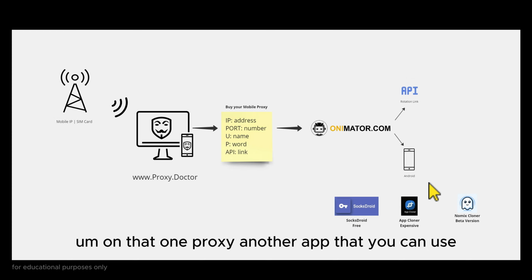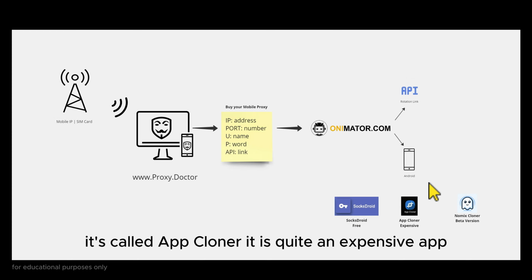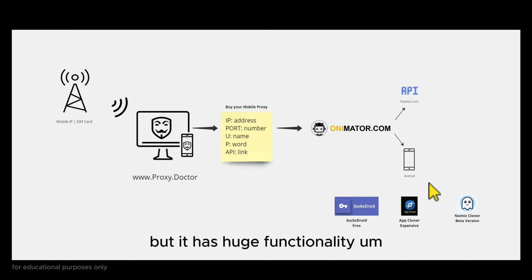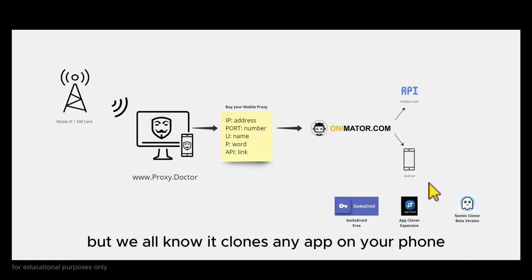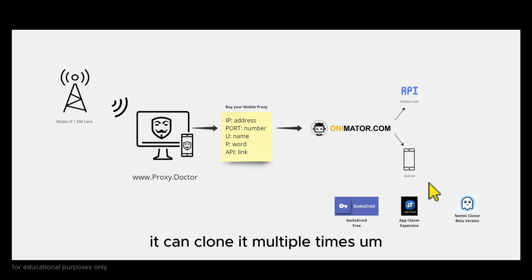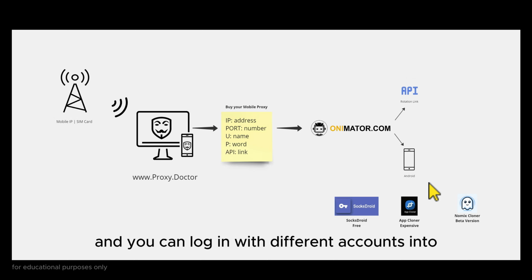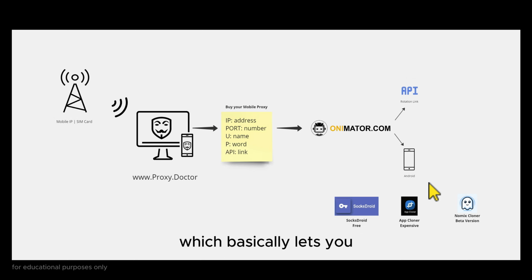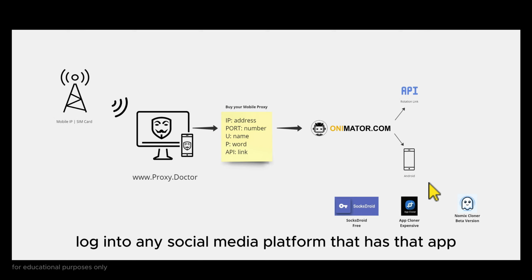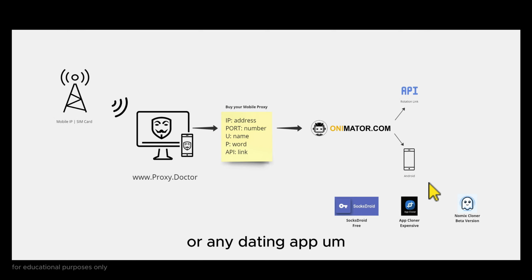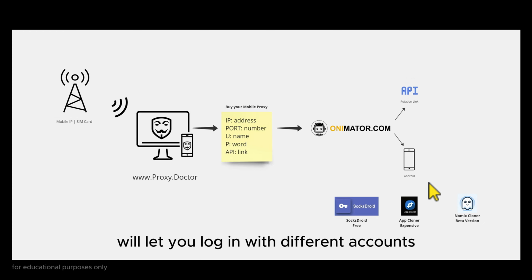Another app that you can use, hopefully most of you know this app, is called App Cloner. It is quite an expensive app, but it has huge functionality. I will not explain in detail what App Cloner does, but we all know it clones any app on your phone. So if you have a social media app on your phone, it can clone it multiple times. You will have the same social media app on your phone multiple times, and you can log in with different accounts into each of those apps, which basically lets you log into any social media platform or any dating app with different accounts.